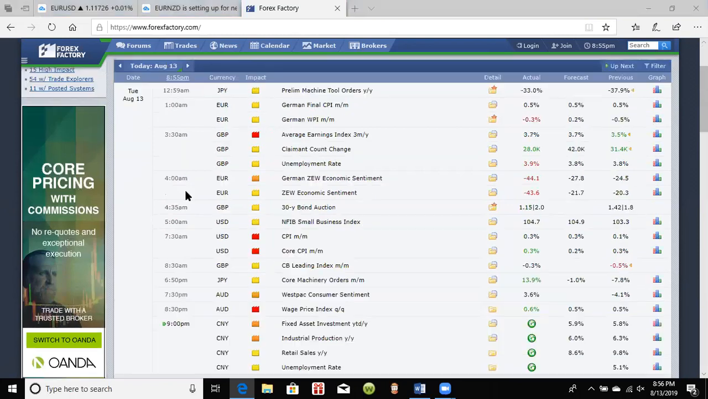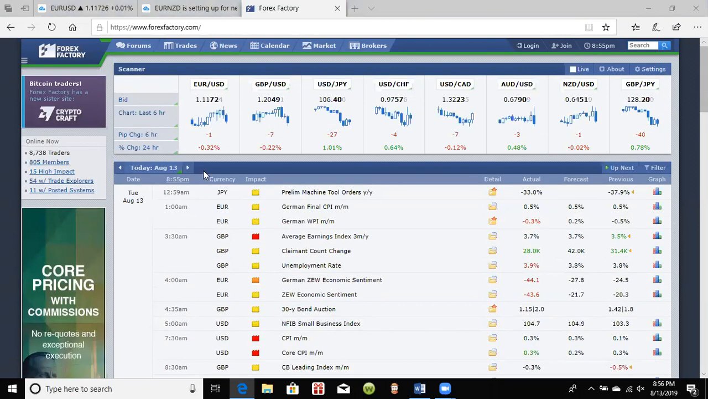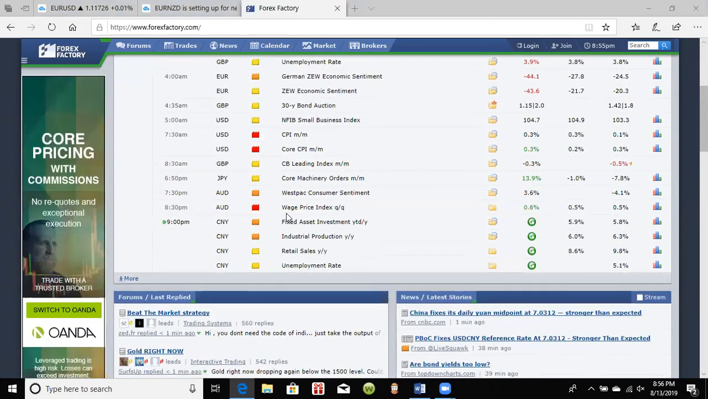So yeah, this is Forex Factory. I'm sure everybody knows about this, but just look at Forex Factory and look at the news and see what's going on. And if you wonder why the trade is going in your opposite favor, then you know what's wrong with it, right?